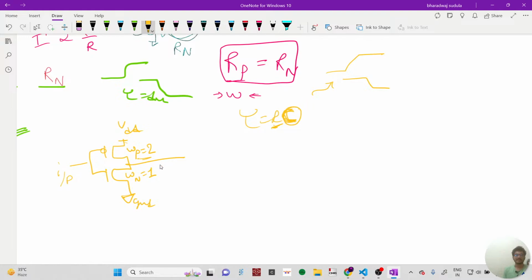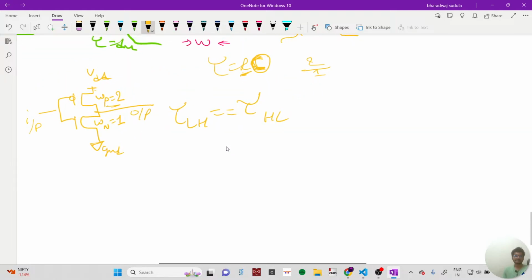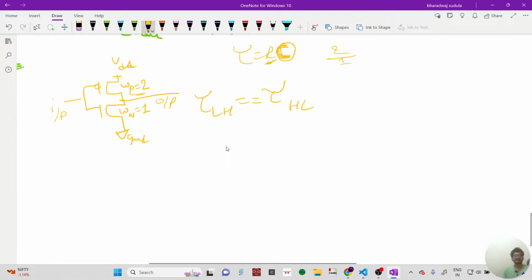So if I give input, I'll get output without any consideration of the kind of transition. It will have both low to high and high to low with the same delay, approximately. It's not like we have a 2:1 ratio. I'll get the same delay for low to high and high to low. We approximately say that they are equal. So that's it.